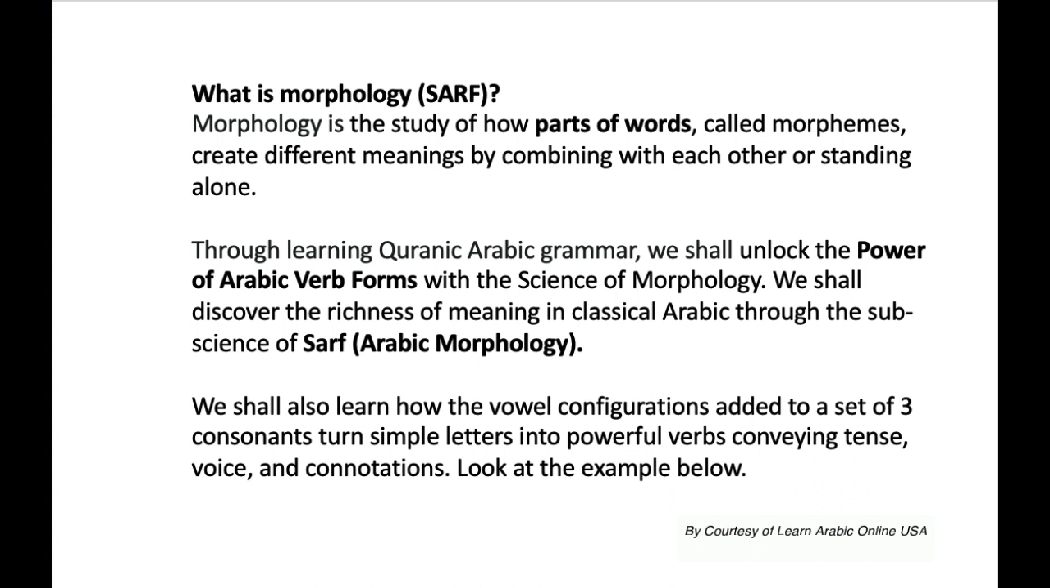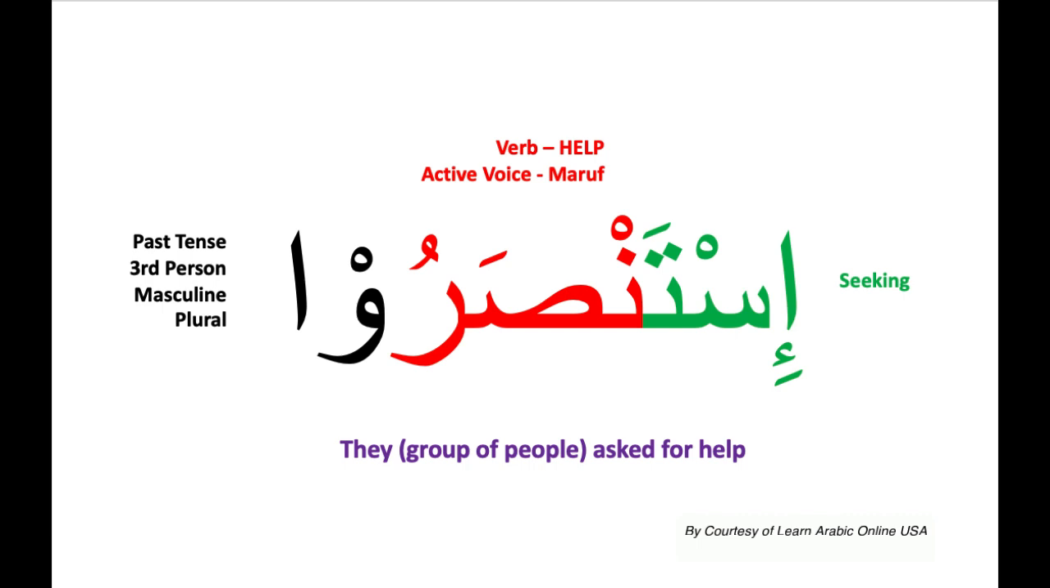Look at the example below. Istansaru. Here, there are 3 parts of the word highlighted in different colors. Green color, red color, and black color text. Istansaru means they, the group of people, asked for help.